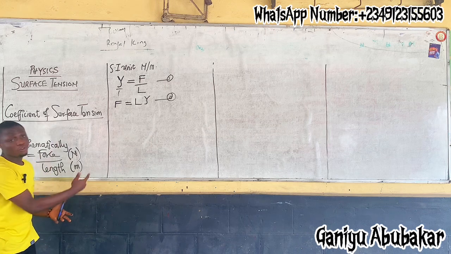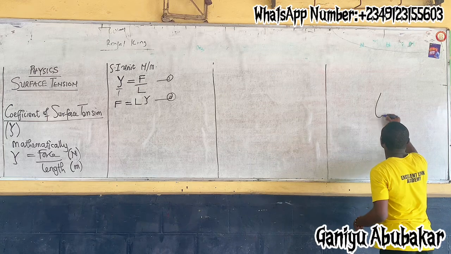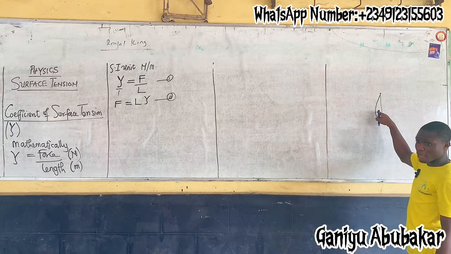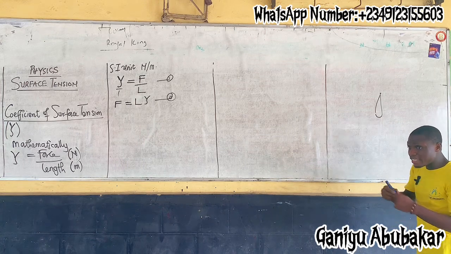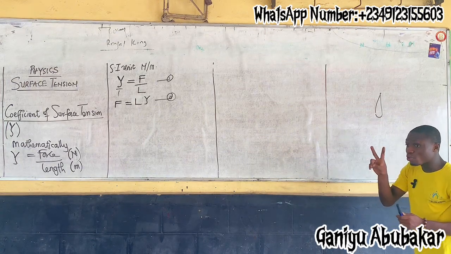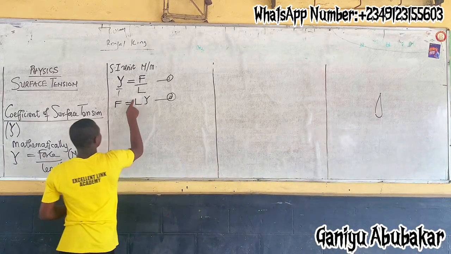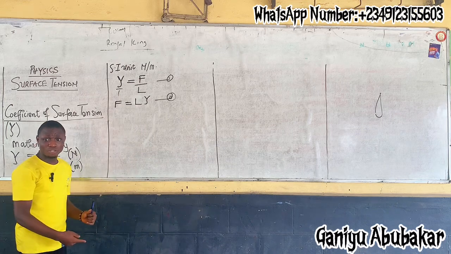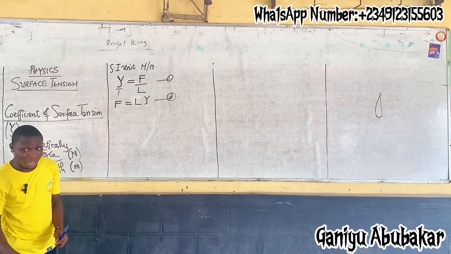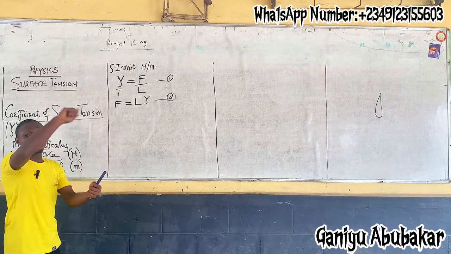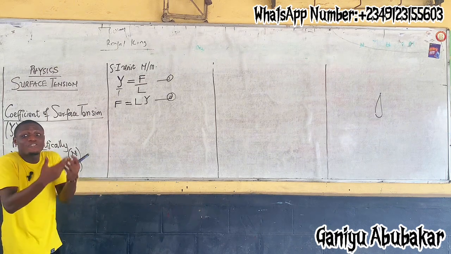I want to explain something before I proceed. Water in 3D is spherical in nature. Water in 2D is circular in nature. So now I'm seeing length here, I'll now use the length of a circle, that becomes the perimeter of a circle. I said the shape of water in 2D is circular. If it's circular, I'll use the circle.